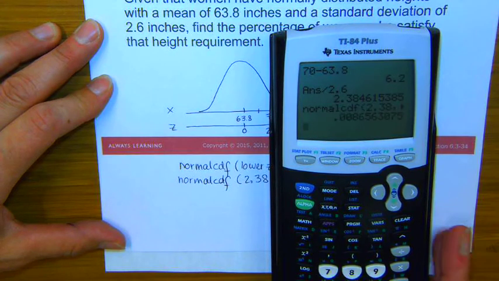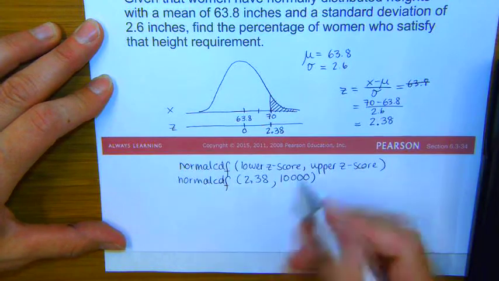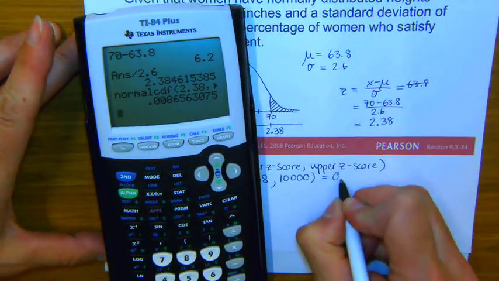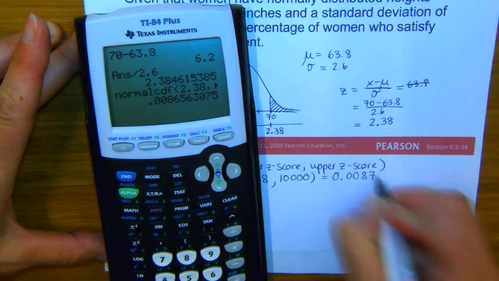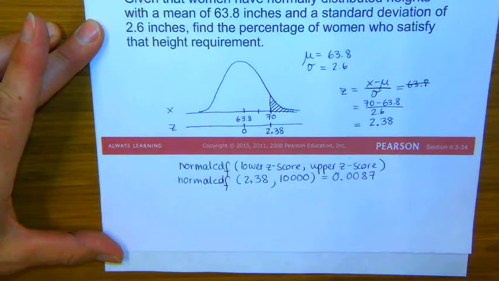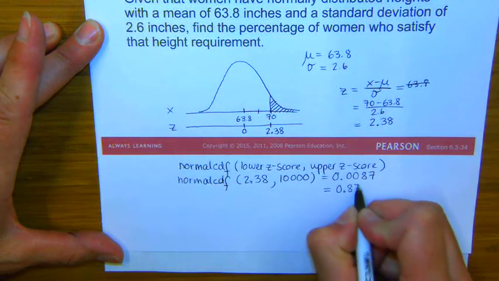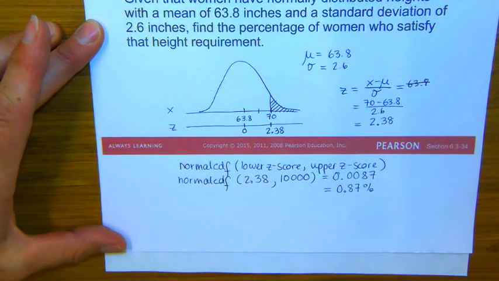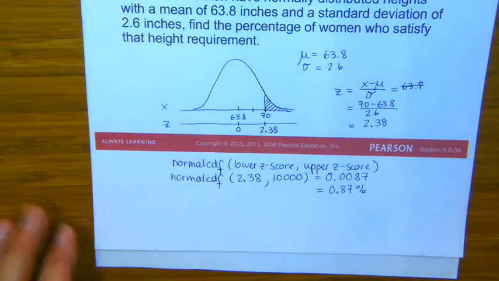enter twice. So this answer over here is 0.0087. So when we change this to a percentage, this is actually 0.87%. So less than 1% of the population is tall enough to be part of Tall Clubs International.